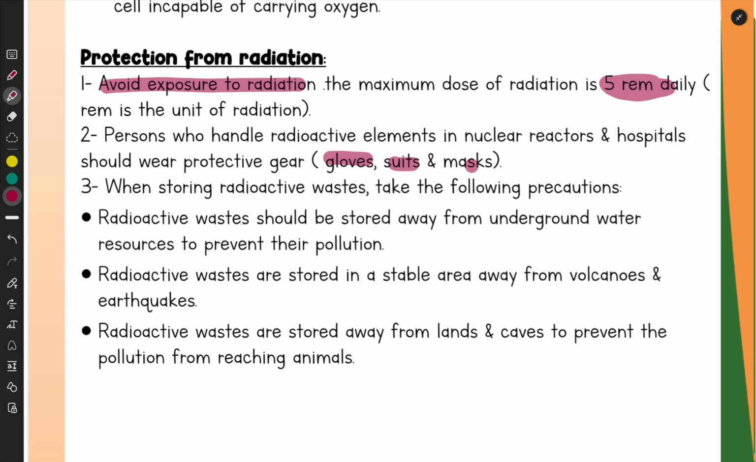Number 3, when storing radioactive wastes, take the following precautions. Radioactive wastes should be stored away from underground water resources to prevent their pollution. Radioactive wastes are stored in a stable area away from volcanoes and earthquakes. Radioactive waste is also stored away from lands and caves to prevent the pollution from reaching animals. Okay, this is an overview of how to protect yourself from radiation.